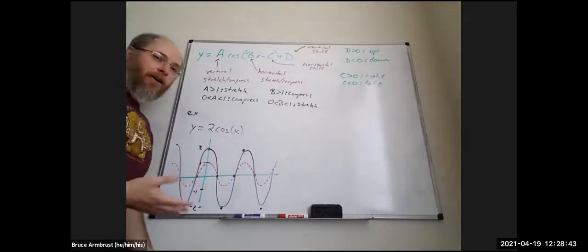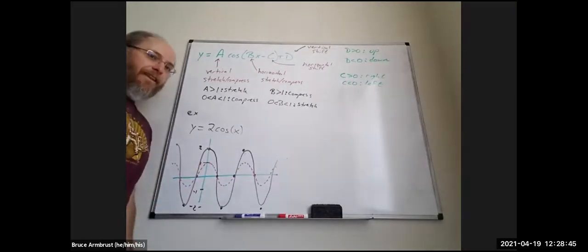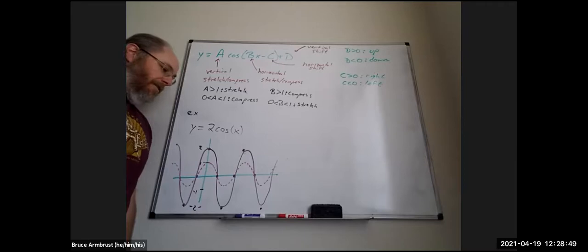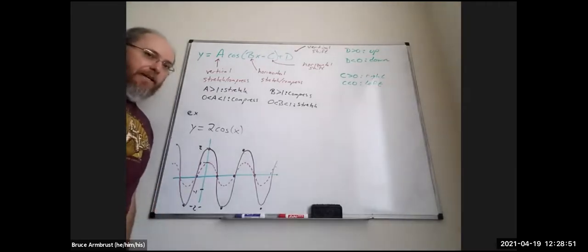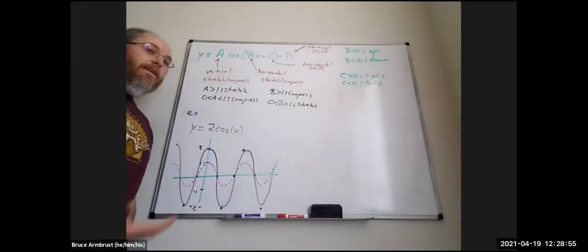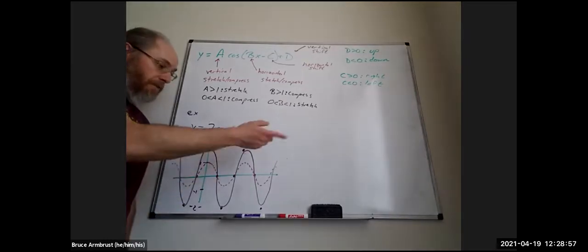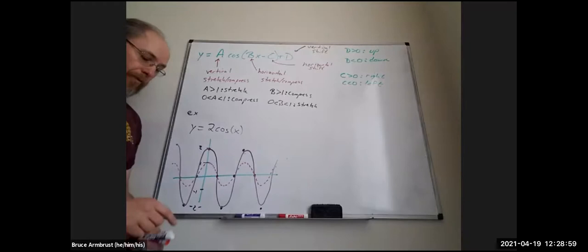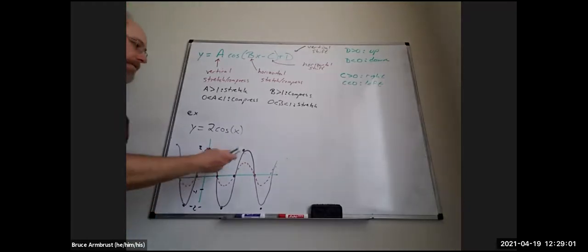So if you think about all the properties, is it still even? Yes. Right. Does it still have a period? Yes. Is that period still 2 pi? Yes. Still takes 2 pi to repeat. But what's changed here is the amplitude.